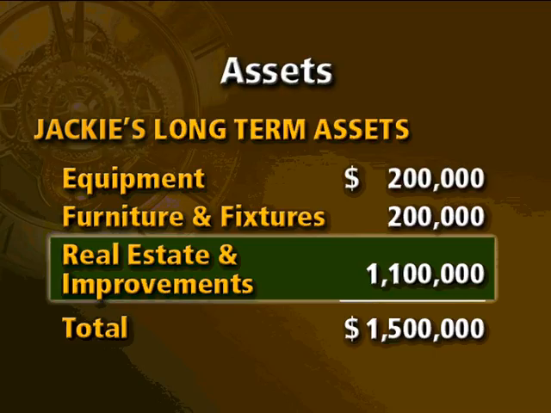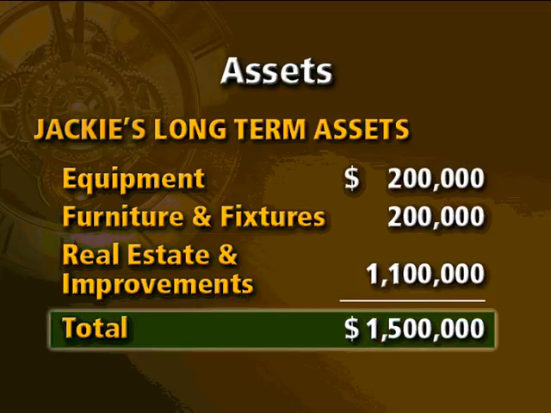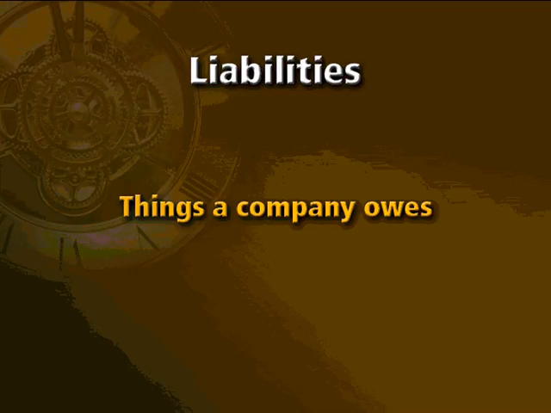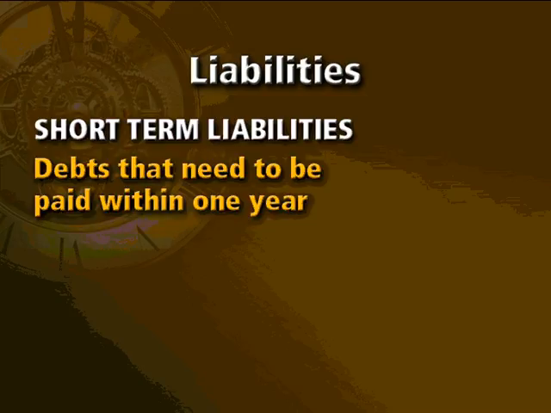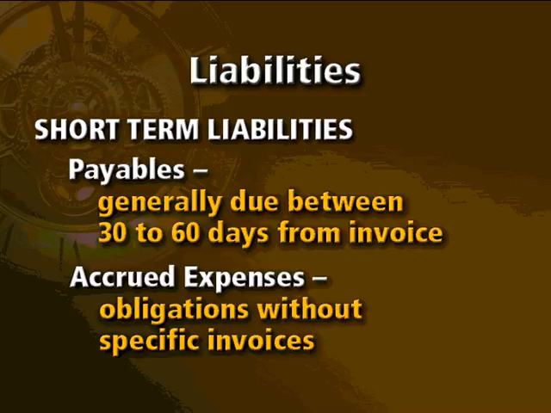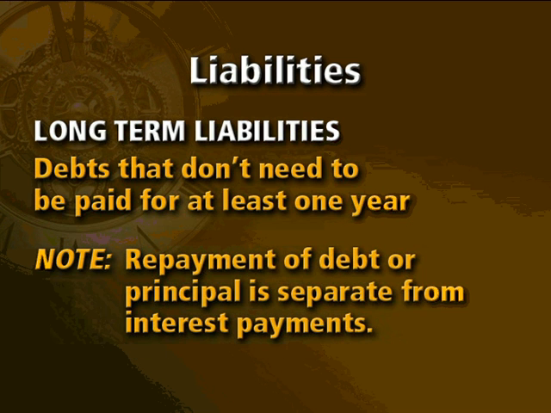Moving on to liabilities. Liabilities are simply things that a company owes. You can owe money in the form of taxes to the government. You can owe money to your employees in the form of payroll. You can owe money to your vendors in the form of payables. Short-term liabilities are those liabilities which must be paid within 1 year. Long-term liabilities needn't be paid for at least a year.